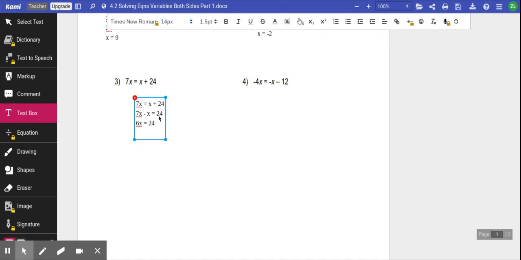To get x by itself, we have to divide it by 6, and the same with the other side. And therefore, our answer is 4.